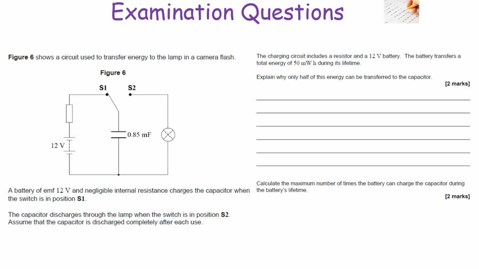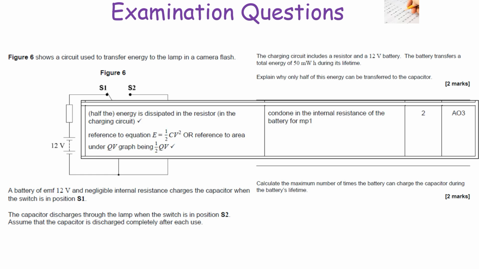Right, so the idea is that the energy is dissipated in the resistor in the charging circuit. So what you can therefore say is E is equal to a half CV squared, and so therefore, if you can work out the energy that's supplied to the circuit and then how much is stored, you'll see that half of the energy is dissipated in the resistor as it's charging up.